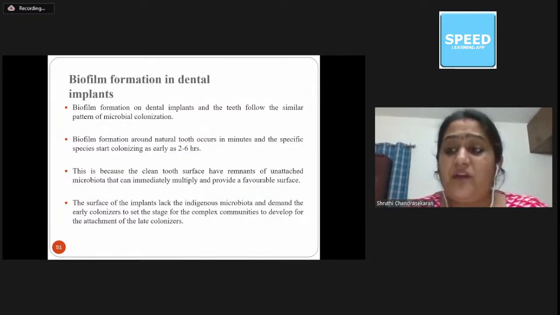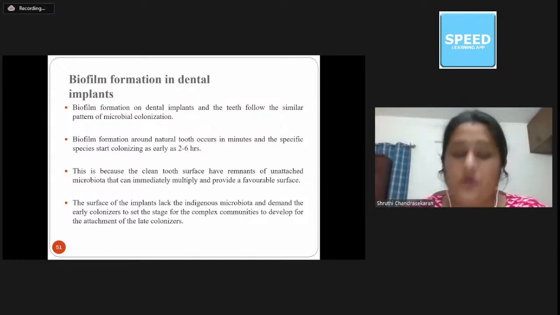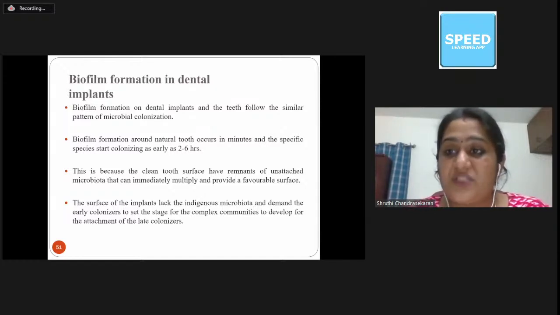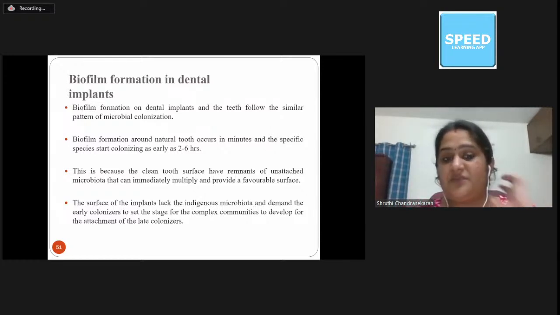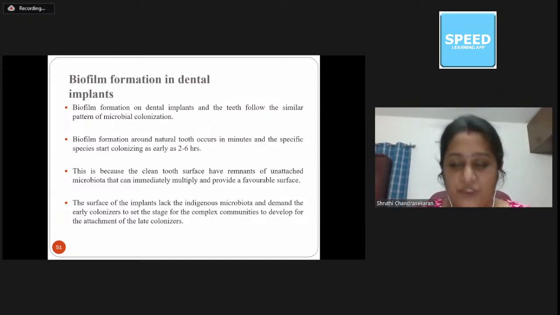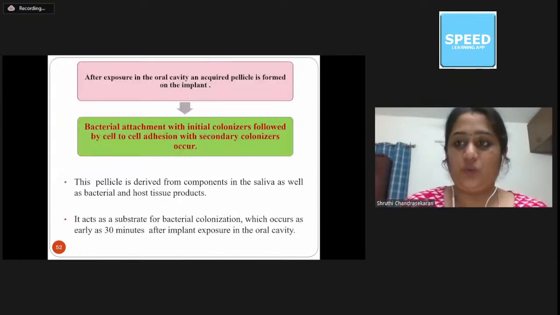So how does a biofilm form on a dental implant? We saw how it forms on a tooth surface, but there is a difference in a dental implant. Biofilm formation on dental implants and teeth follows a similar pattern of microbial colonization. Biofilm formation around natural teeth occurs in minutes, whereas in the case of implants, it takes about 2 to 6 hours for the initial pellicle formation. This is because the clean tooth surface will have remnants of unattached microbiota that can immediately multiply and form a favorable position for other bacteria to attach, whereas the surface of an implant will lack the indigenous microbiota. This is the difference between the tooth and the implant surface.